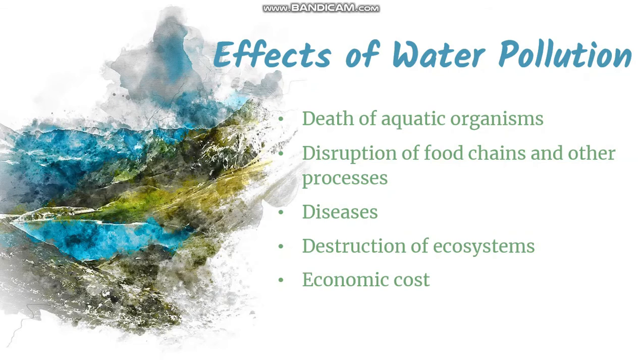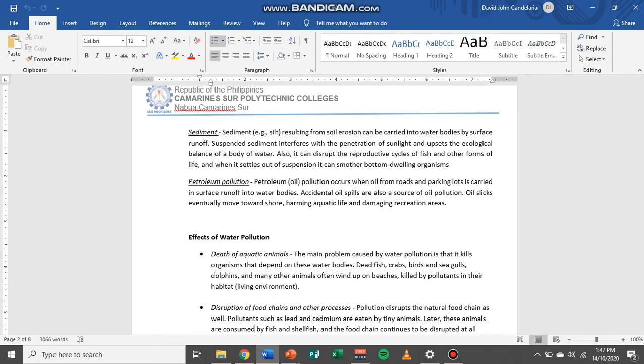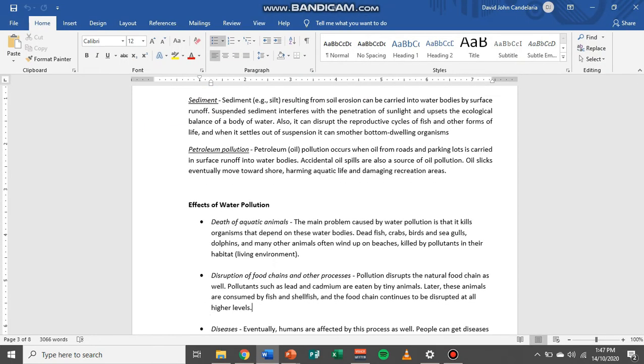So yeah, that is for petroleum pollution. So, what are the different effects of water pollution? I have actually sinabi ko na kanina, no, yung effects ng water pollution, but let's discuss this one by one. First is the death of aquatic animals, or pagkawala ng aquatic animals na present dun sa aquatic ecosystem. So, the main problem caused by water pollution is that it kills organisms that depend on these water bodies.